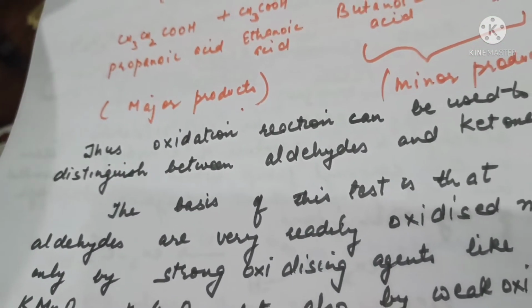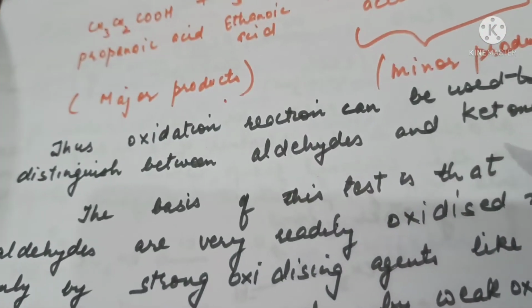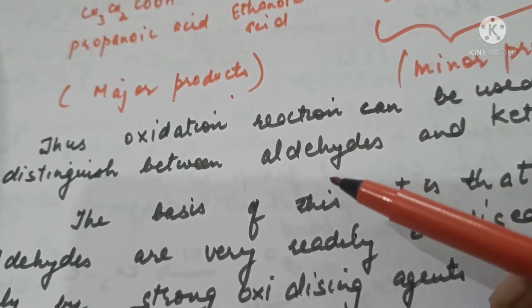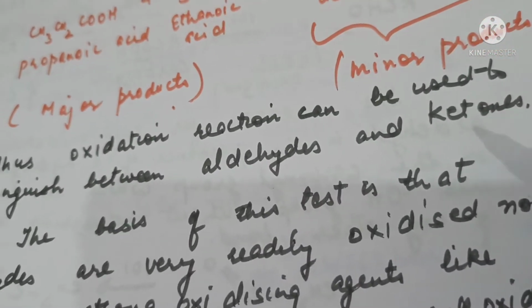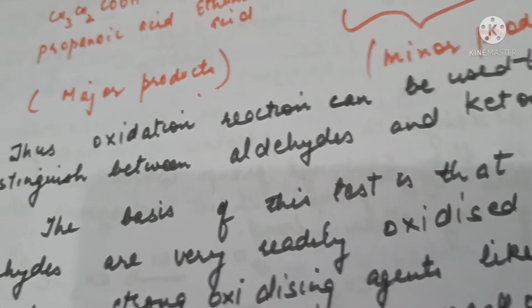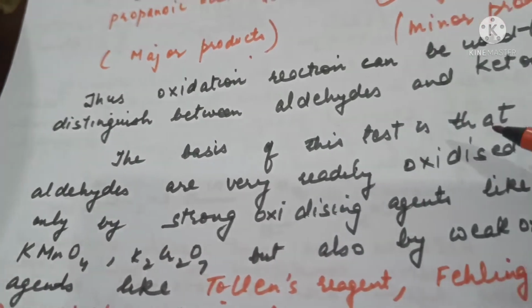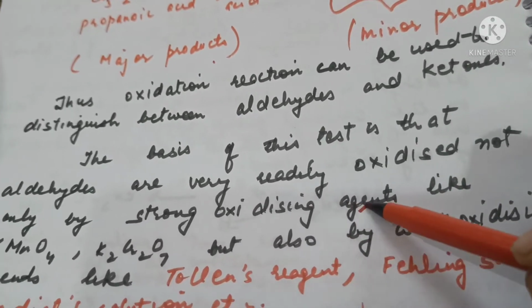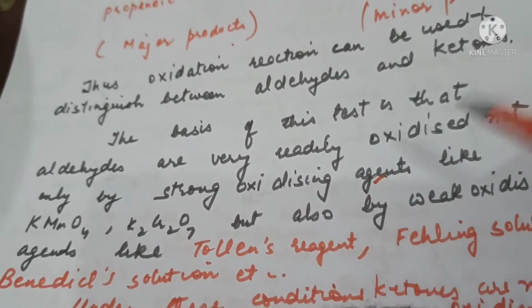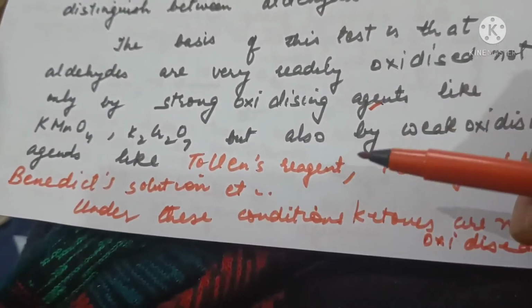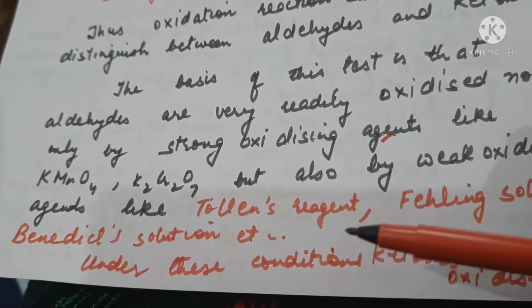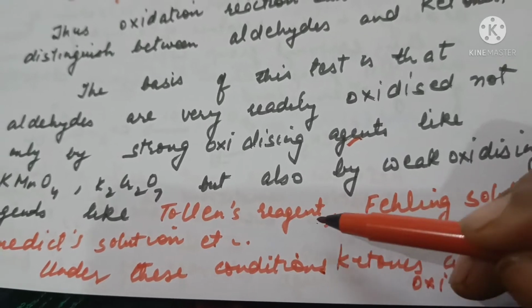Thus, oxidation reactions can be used to distinguish between aldehydes and ketones. Aldehydes will form acids with the same number of carbon atoms. Ketones will form acids with fewer carbon atoms than were there in the ketones. The basis of this test is that aldehydes are very readily oxidized, not only by strong oxidizing agents, but also by weak oxidizing agents like Tollens reagent, Fehling solution, Benedict solution, etc. Under these conditions, with these reagents, ketones cannot be oxidized.